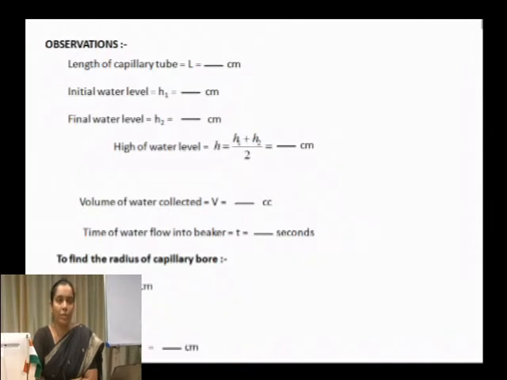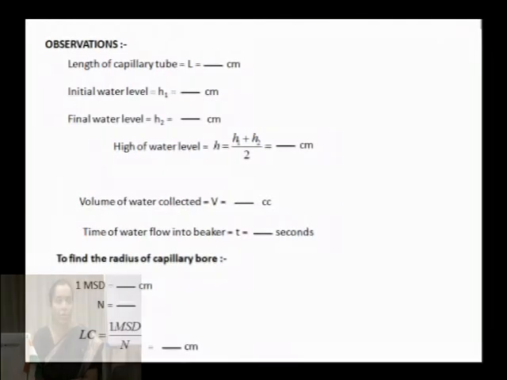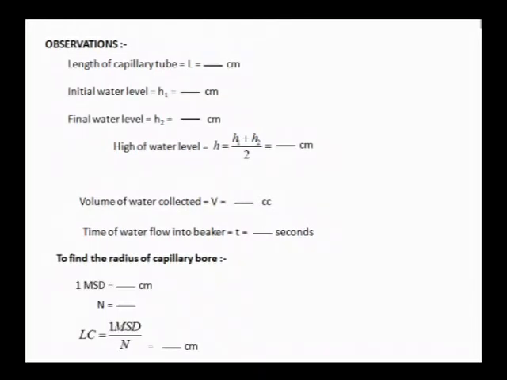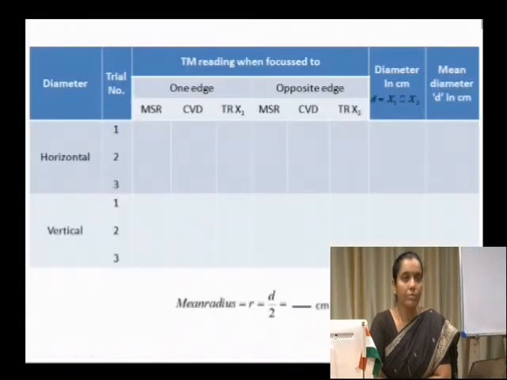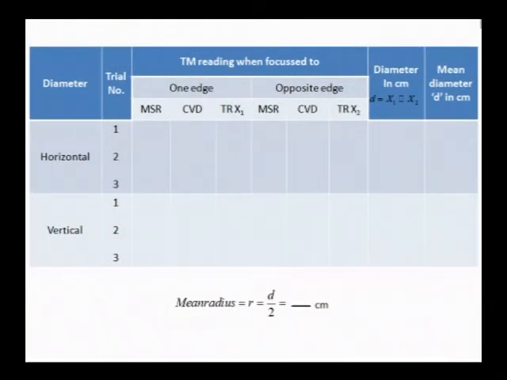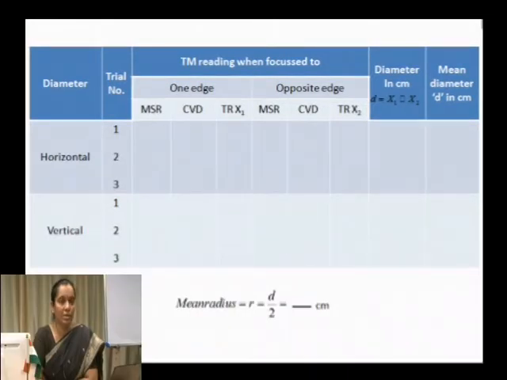So, all these are noted down. L is the length of the capillary tube, initial water level H1, final water level H2, and the height of water level in the aspirator bottle H is equal to (H1 plus H2) by 2, which is calculated. The volume of water collected for the given time t seconds is also noted down as V. This is the tabular column to find out the radius of the capillary tube, similar to the one we did in the surface tension experiment.